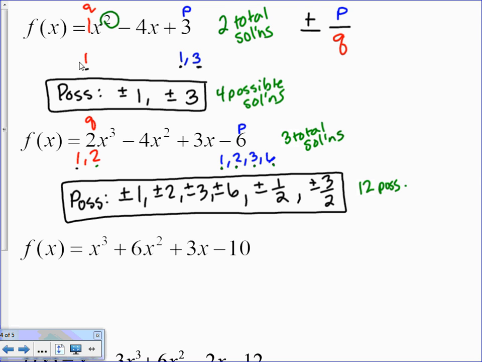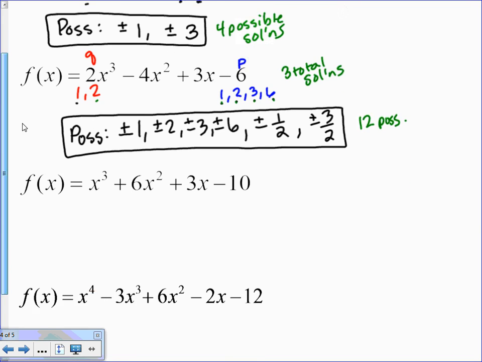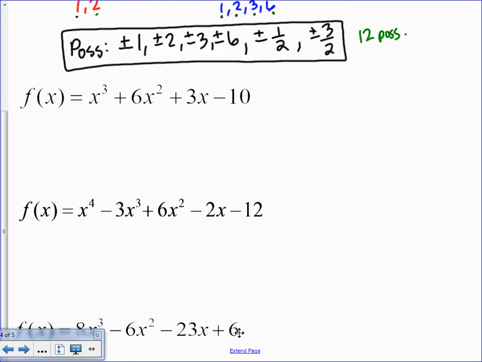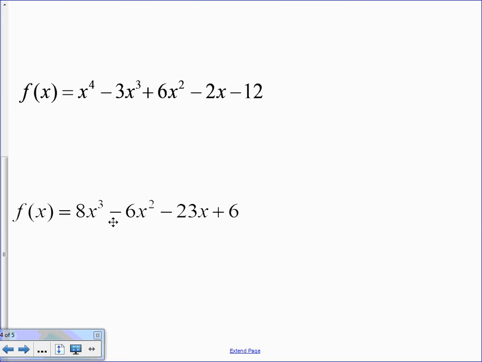Okay, I am going to have you work on 2, and then we'll go over them in a little bit, and then I'll give you your homework assignment to work on. So for right now, I would like you to work on f of x equals x to the 4th minus 3x cubed plus 6x squared minus 2x minus 12. Make just the list of possible solutions.